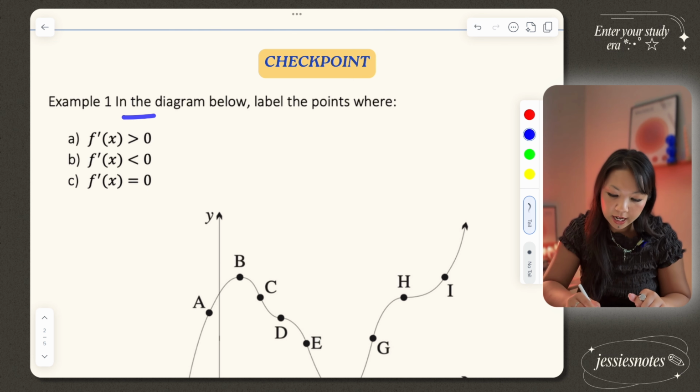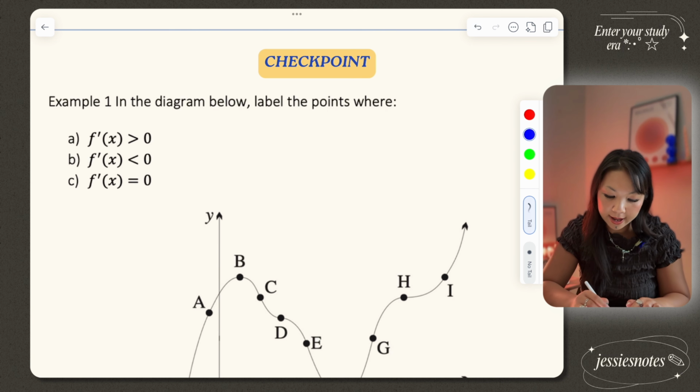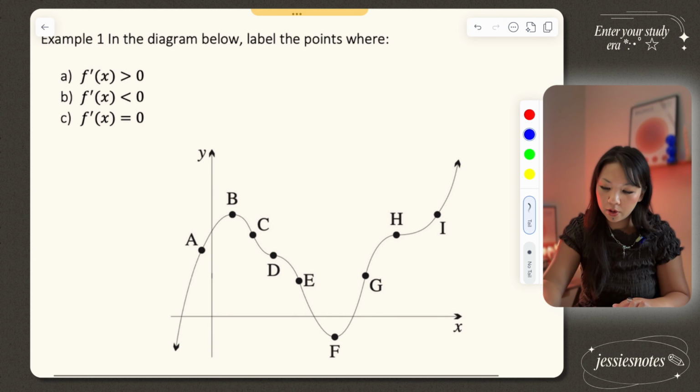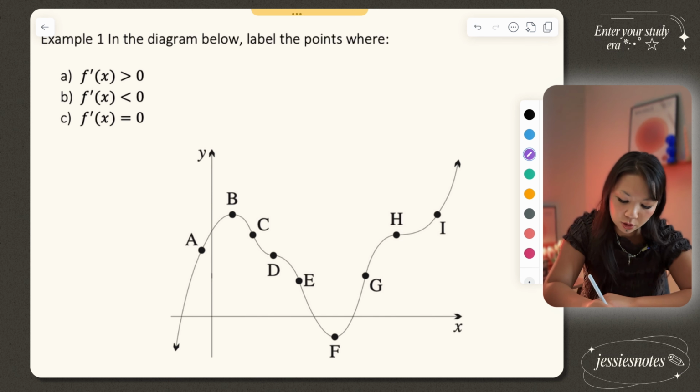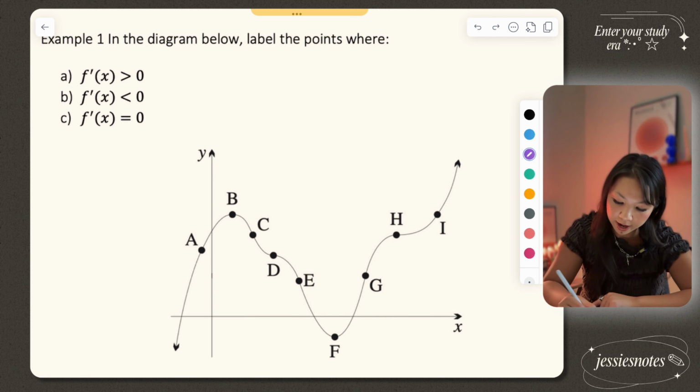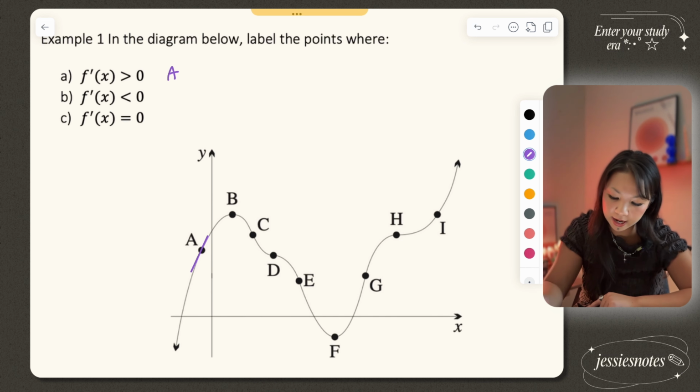Example 1: in the diagram below, label the points where f dash x is greater than 0, f dash x is less than 0, and f dash x is equal to 0. First of all, I need to look for where it has a positive tangent. Let's start from left to right. I can see this one over here. If I were to draw a gradient at that point, that is positive, so A.